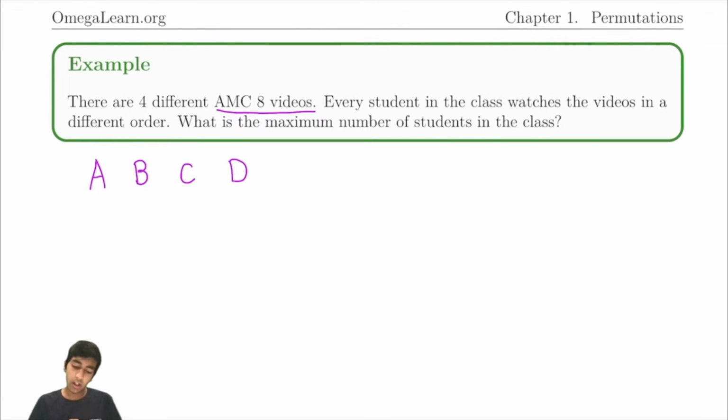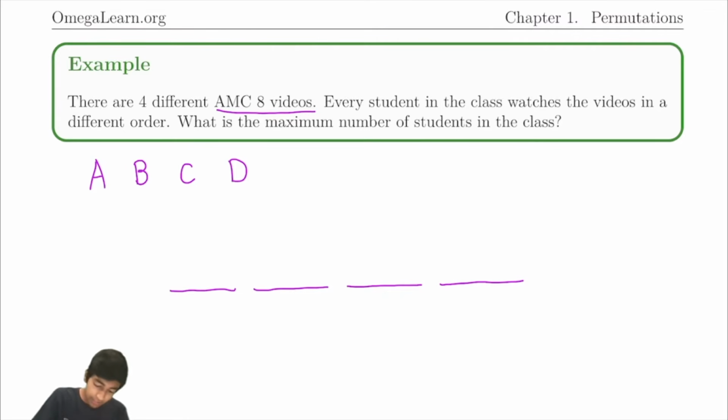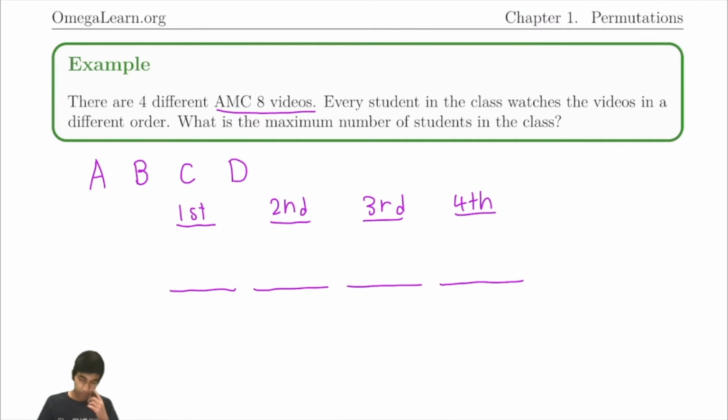So first of all, how many orders are there for the 4 videos to be watched in? Let's say we're watching the 4 videos in different orders. This first blank is the first video we're going to watch, the video we watch first. Over here is the second video we'll watch. Here is the third video. And the fourth and final video we watch will be over here. So we have 4 blanks here.